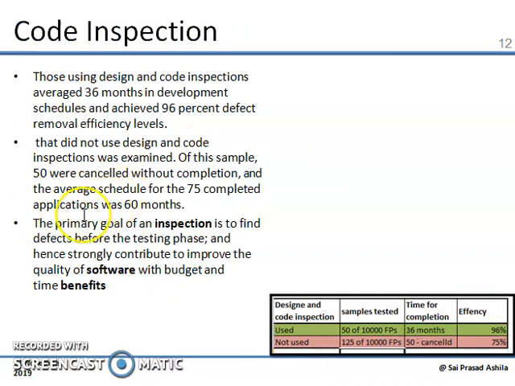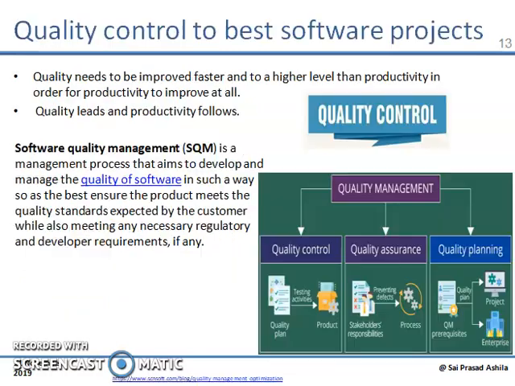Code inspections have to be done. With 36, there are different statistics of it. The primary goal of the inspection is to find the defects before the testing phase, and hence strongly contribute to improve the quality of software with budget and time benefits.